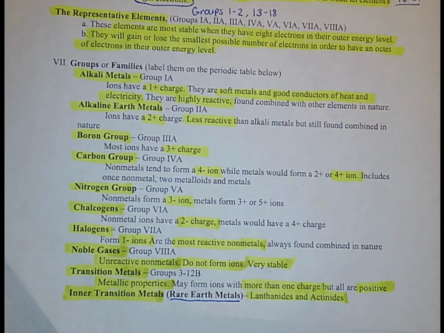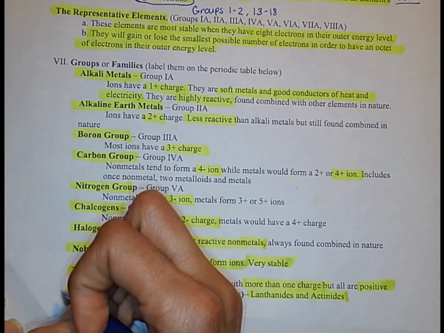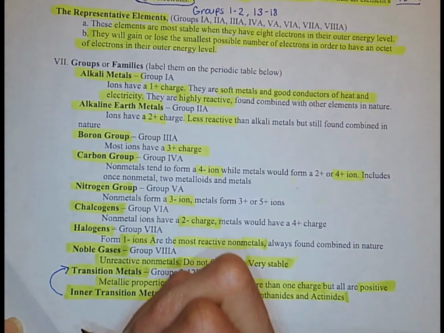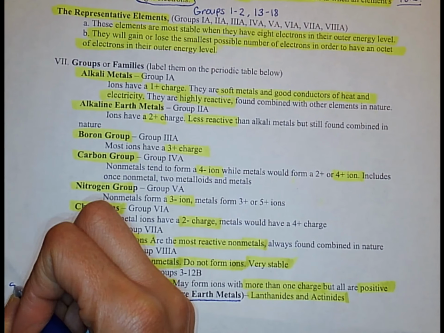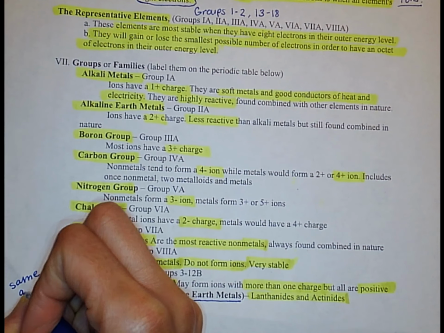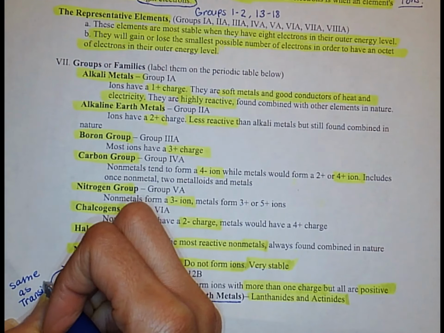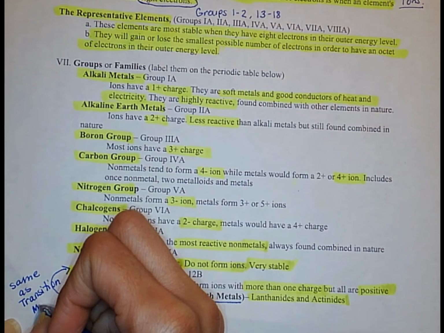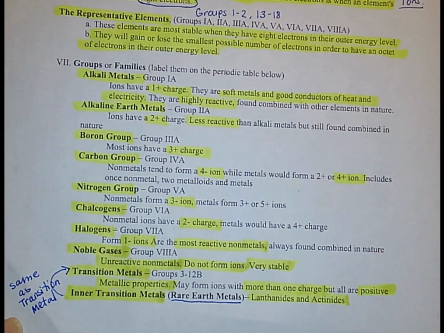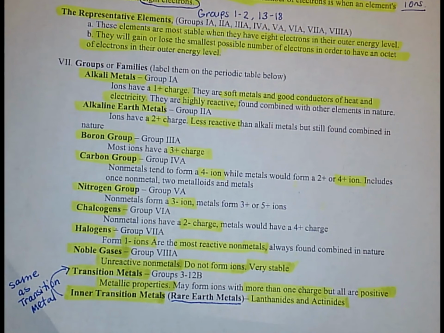Okay? And really, your intertransition metals are really the same as your transition metals. Okay? Keep in mind, you guys, that when I'm talking about metals, I'm talking about cations, that they are a positive charge. When I'm talking about nonmetals, those are anions, that they are a negative charge.